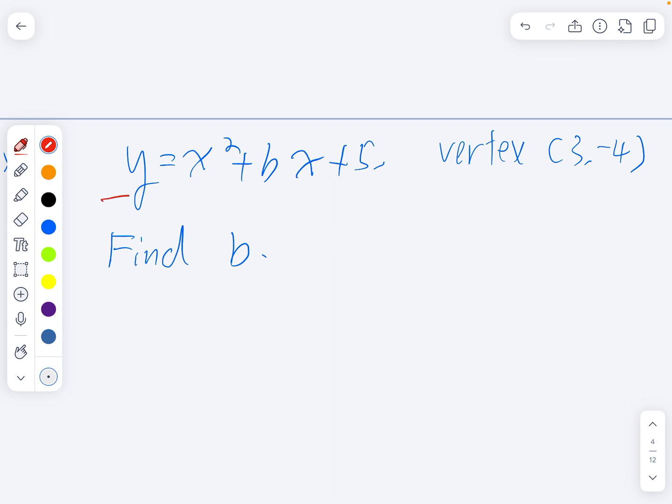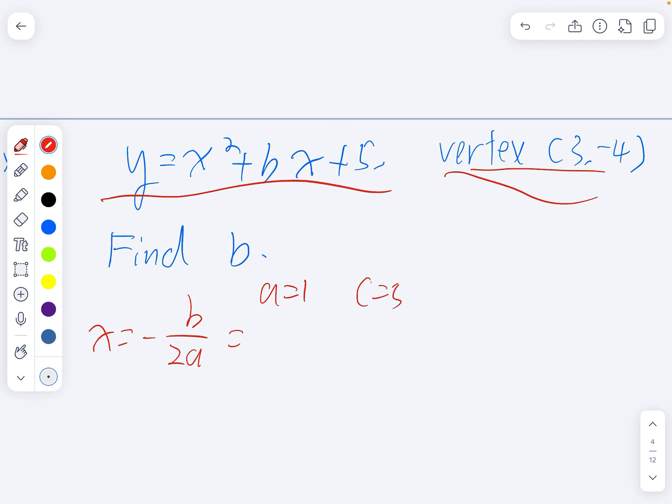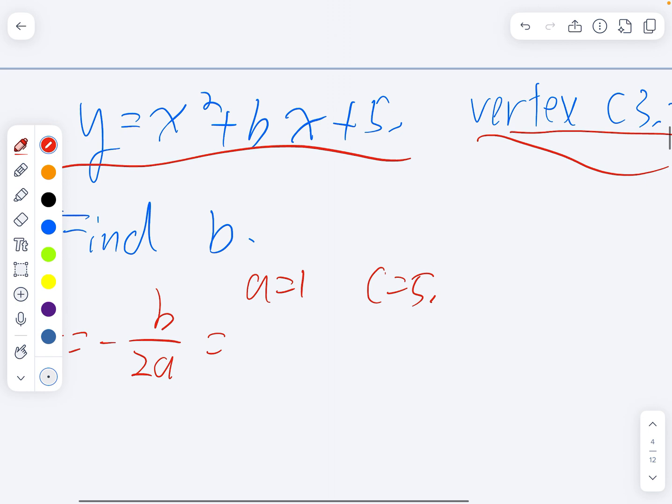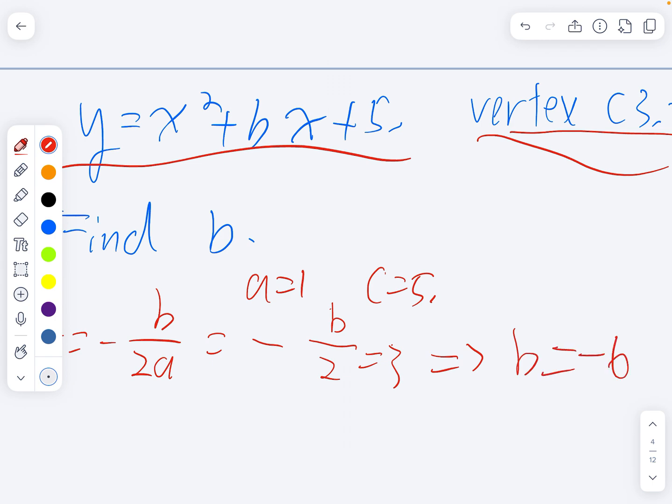Now we have the standard form and the vertex. When we know the vertex, we can use the formula x equal to -b over 2a. We can plug it in here, where a equals 1, x equals 5. So we can get b equal to -6.